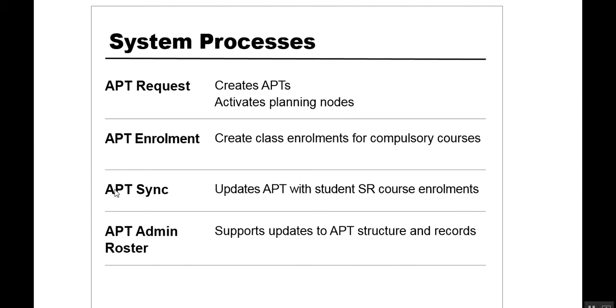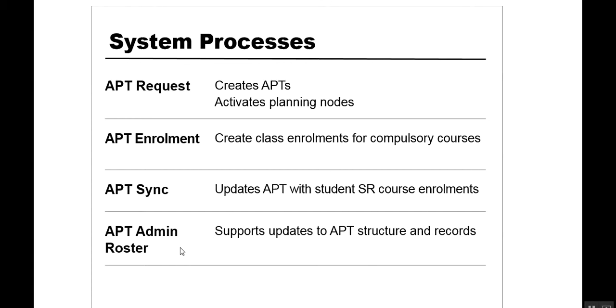And then finally, we have APT sync. So this updates the APT with student records of course enrollment. So if the student is enrolled on a course, the APT sync process will take that enrollment and then update the student's APT to say yes, they're enrolled on it, or they may have dropped it. So it will say they've now dropped this course. And it will also be used to say if a student has chosen a course in the planner in self-service, it will show that they've planned that course. They're not enrolled on it yet, but they've planned it in self-service.